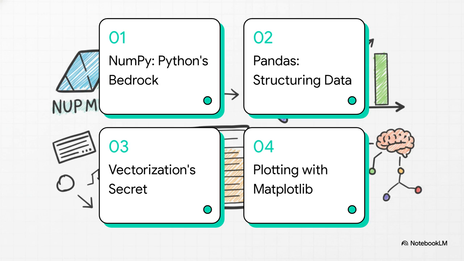Think of today as a four-part journey. We're going to start with the absolute bedrock, NumPy, which is really the engine that powers everything else. Then, we'll build on top of that with pandas to see how we can give our data some much-needed structure. After that, we'll unlock the secret to blazing fast performance with something called vectorization. And finally, we'll put it all together and bring our data to life with some amazing visuals using matplotlib.